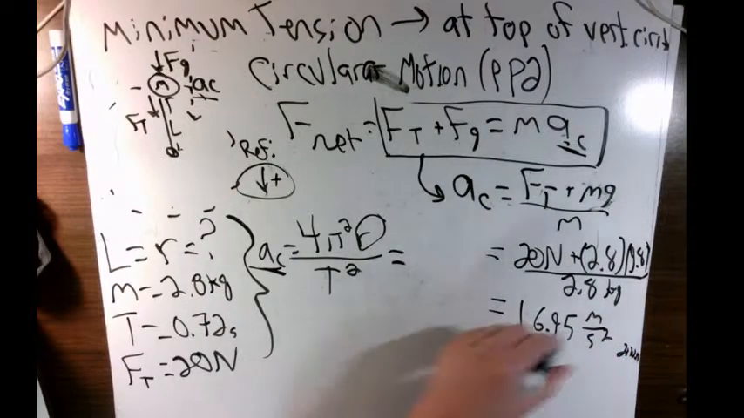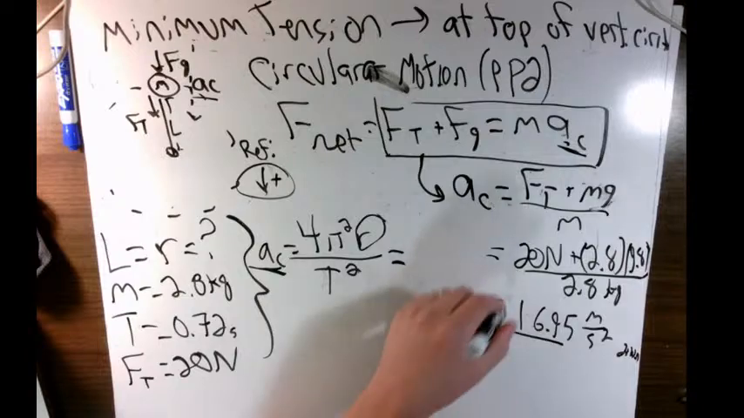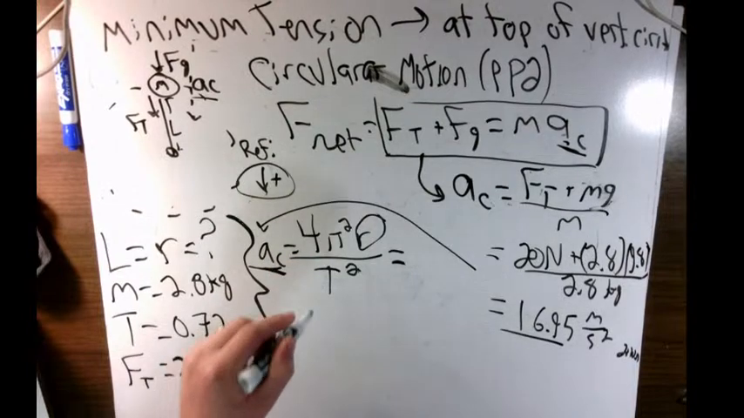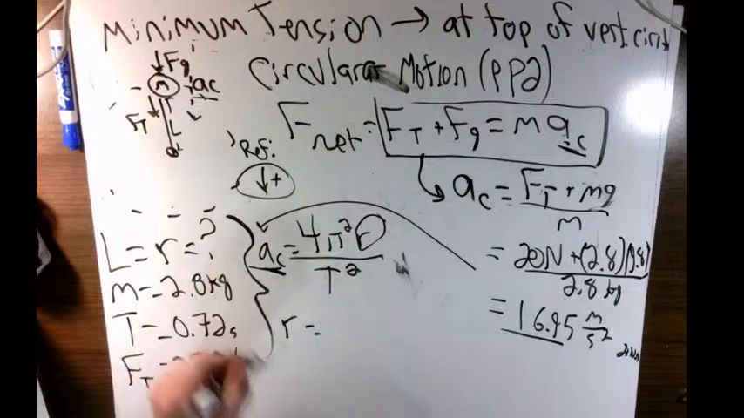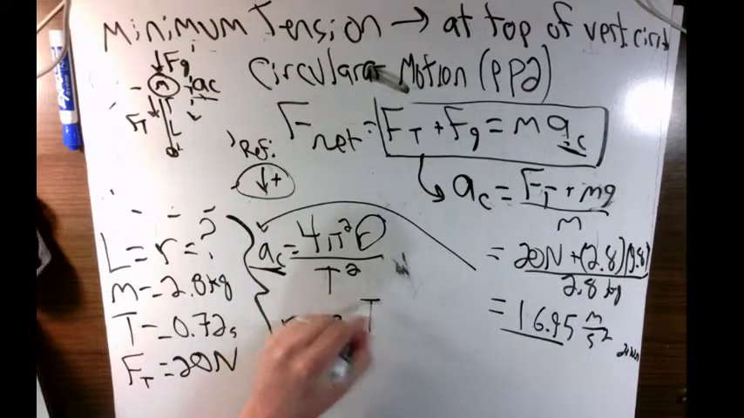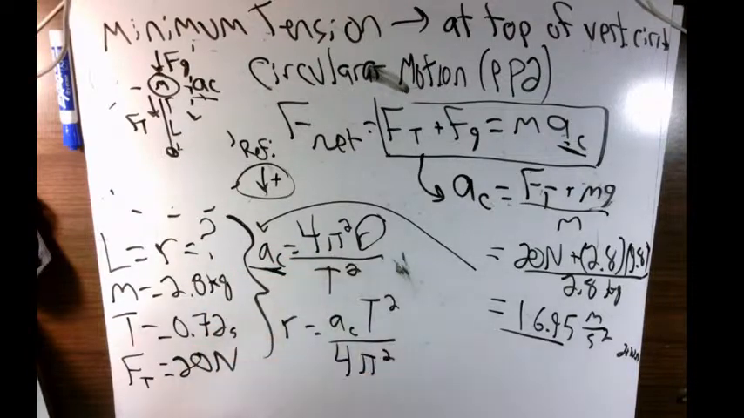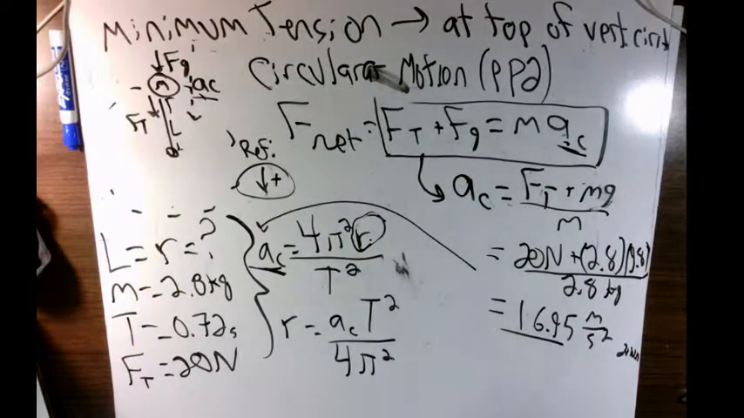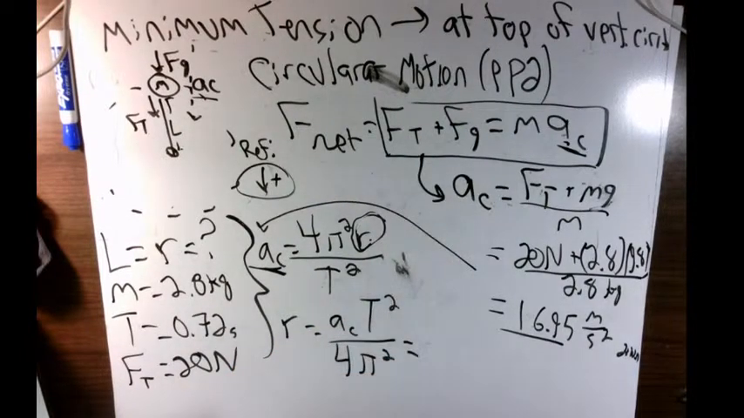Now we're able to throw this number into our centripetal acceleration formula here. So we'll solve for radius first. Out of this equation, we're going to multiply both sides by period squared, so we get a_c times period squared, and we're going to divide by 4 pi squared. Just doing some simple algebra here, isolating for our unknown radius, which is actually in this question the length of our string. We know this, we know that, that's a constant. We're able to solve now.